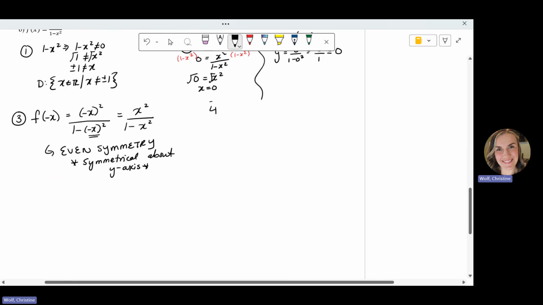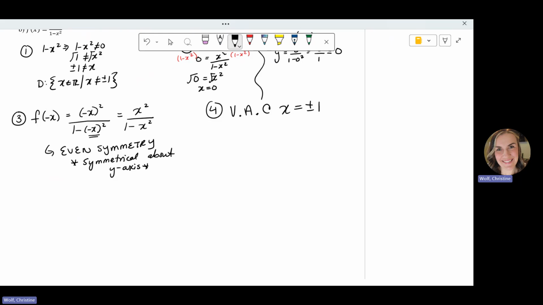Okay, step number 4 are my asymptotes. So we've already established that I have vertical asymptotes at x equals plus or minus 1. Okay, but sometimes we have horizontal asymptotes with rational expressions. And the way we figure those out is we compare the degrees. Remember that? Numerator and denominator. Compare the biggest degree. So this is my horizontal asymptote work. My numerator is x squared, and my highest degree on my denominator is negative x squared.